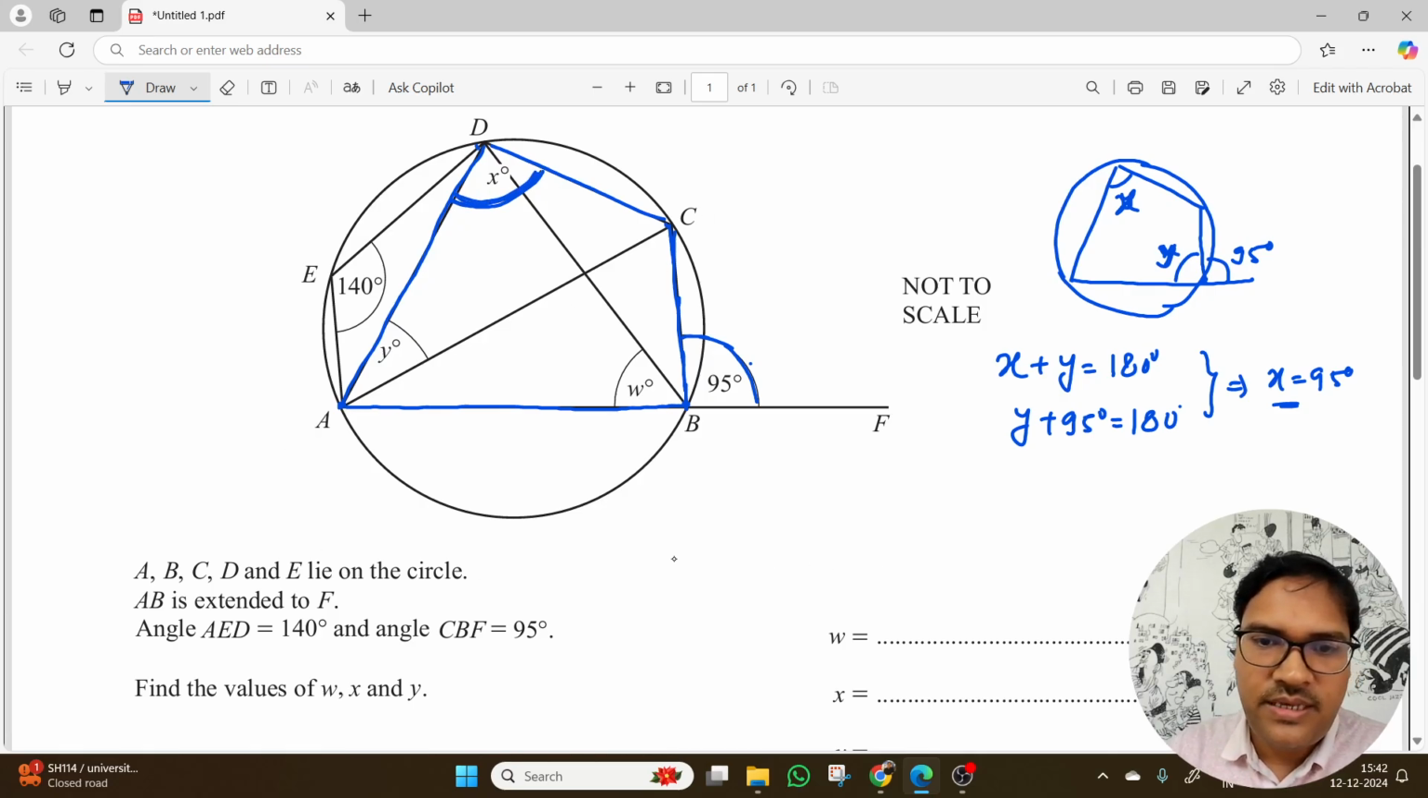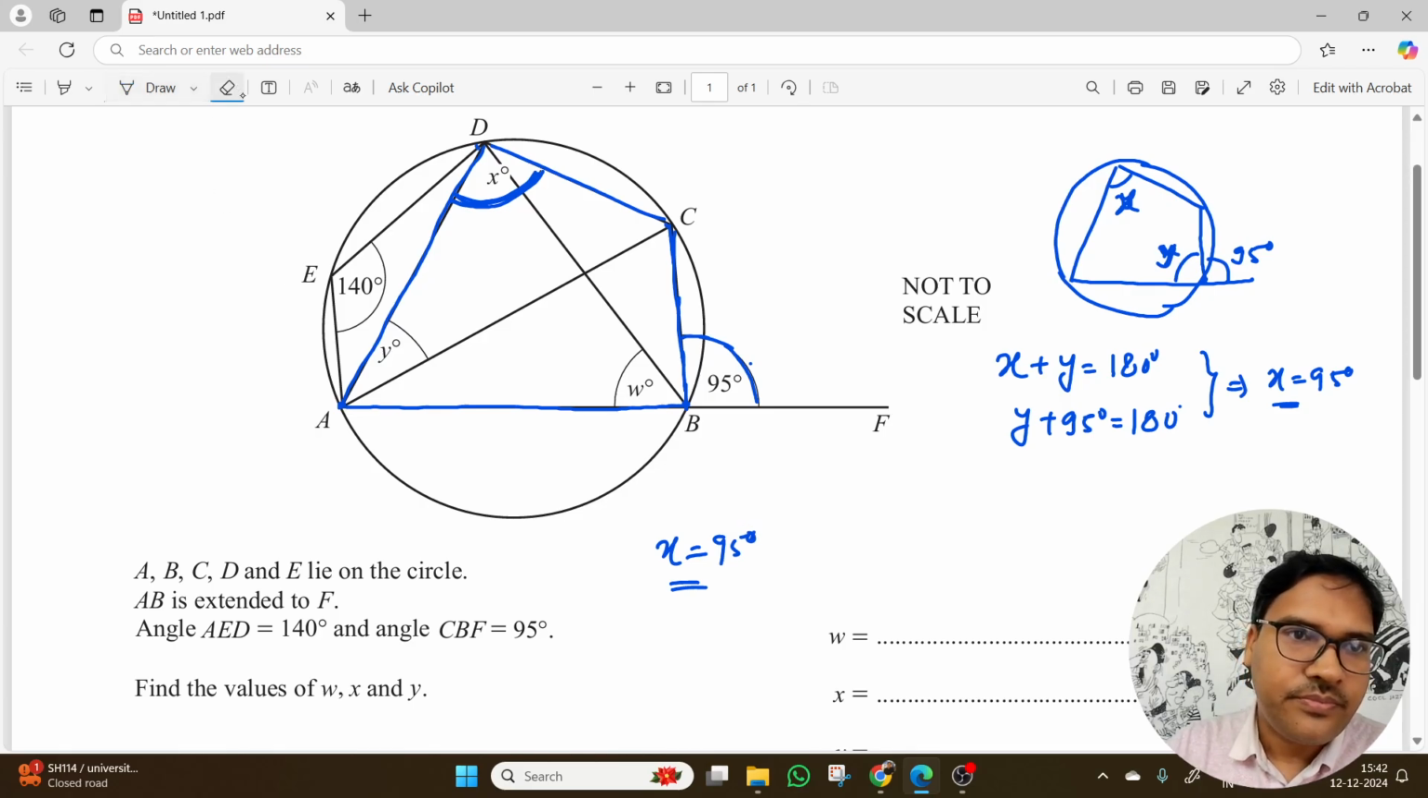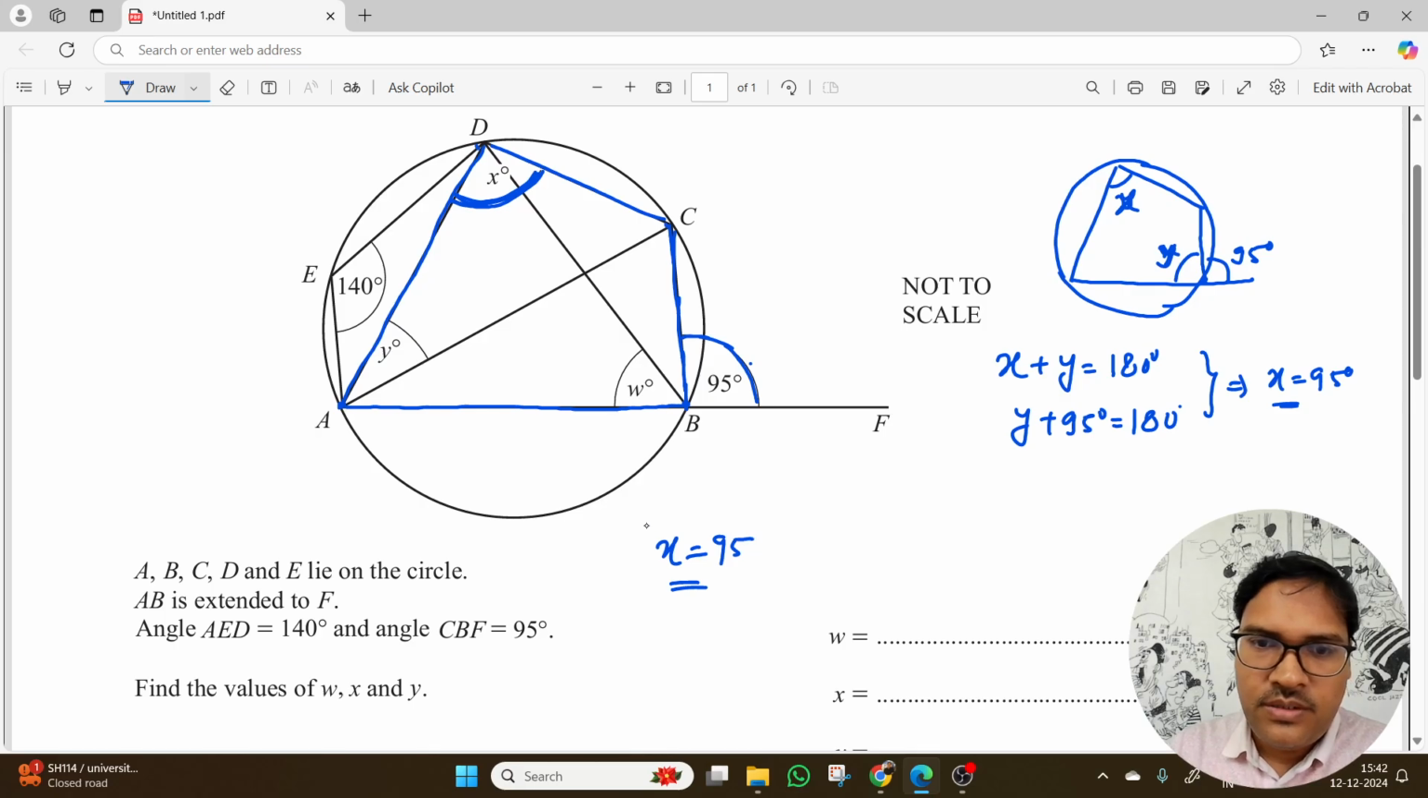So what is the value of x? x is equal to 95. Very easy. 95 degrees, correct? So basically x is 95 because they have already mentioned x degrees. Okay, so this is the first one. x is equal to 95. Now the second one.